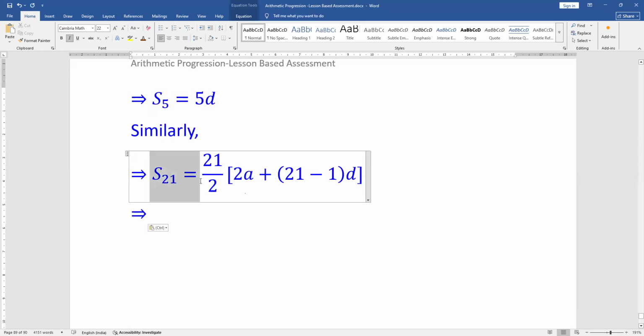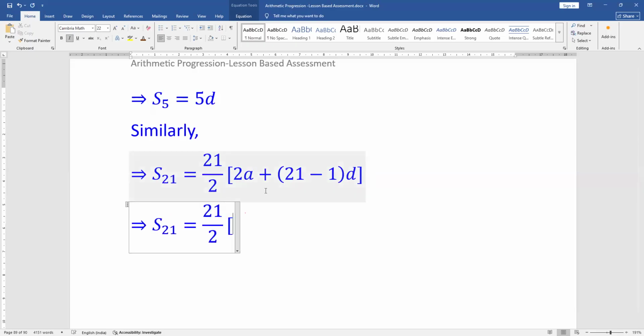The left hand side is S21. And on my right hand side, 21 by 2, bracket open. Here where A is, what should we put? Minus D, correct? So 2 into minus D plus 21 minus 1, how much is that? 20. So 20D, bracket close.